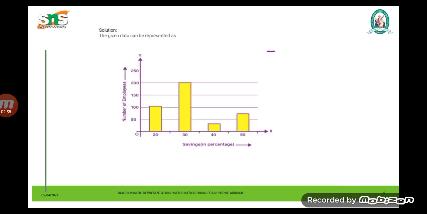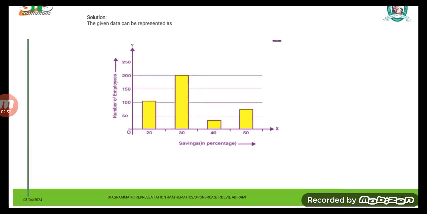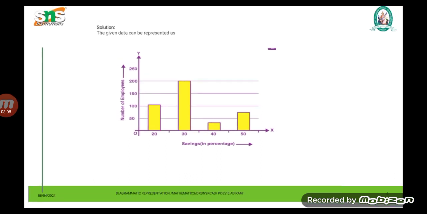My bar graph is represented through the x and y axes. On the x axis I mention the savings of an employee, and on the y axis the number of employees. While plotting, the first, 20 rupees saving, is near 100, so I plot it as 100. The second, 30 rupees, is nearly 200, so I touch the line at 200. Similarly, we can draw many more data points.